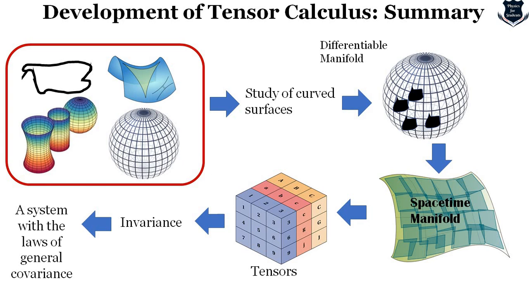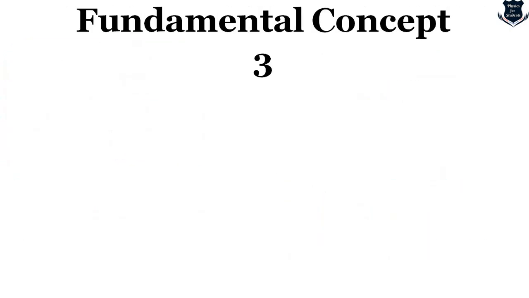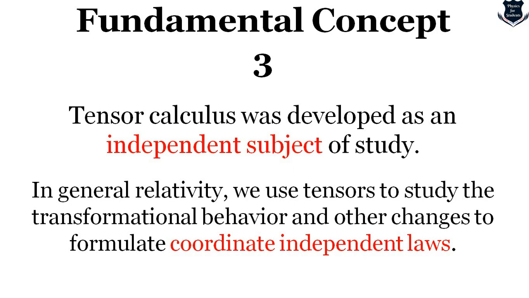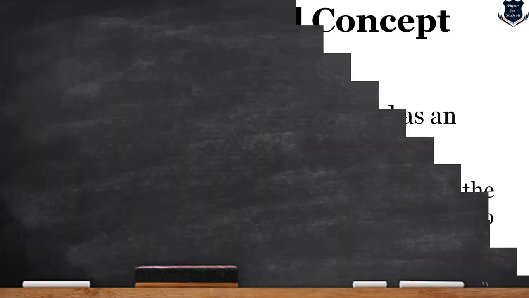So what we get here is a complete picture of the development of tensor calculus, and how things happened from a curved space-time to a differential manifold to tensors, which leads to invariance of the system and forms the general covariance laws of physics. Okay, so the third fundamental concept in our video is this. Tensor calculus was definitely developed as an independent subject of study, and in general relativity we use tensors to study the transformational behavior and other changes to formulate coordinate independent laws, because we need to have a fully covariant system where the coordinate independent laws will help us to calculate.